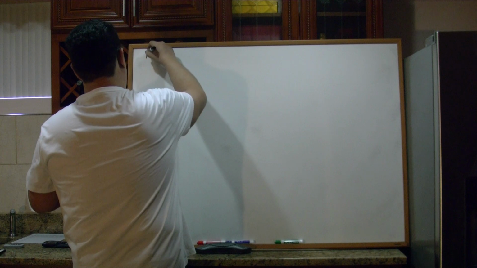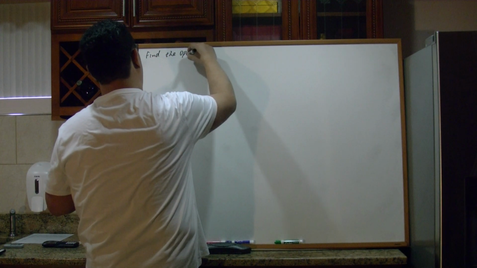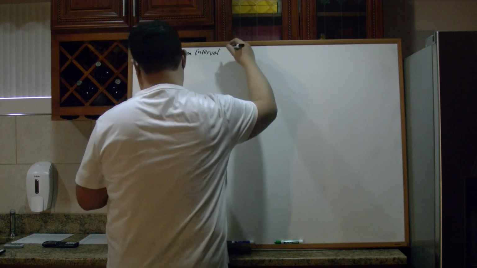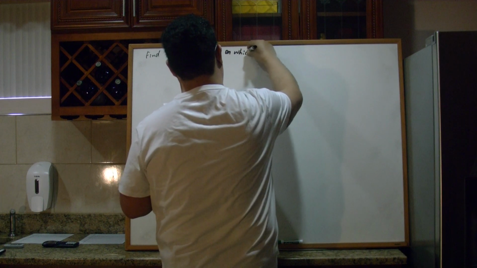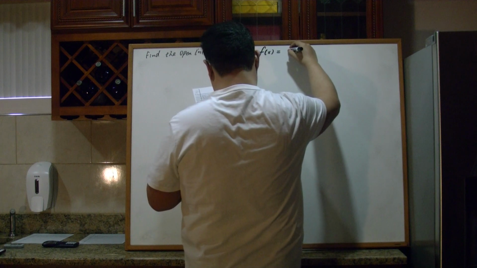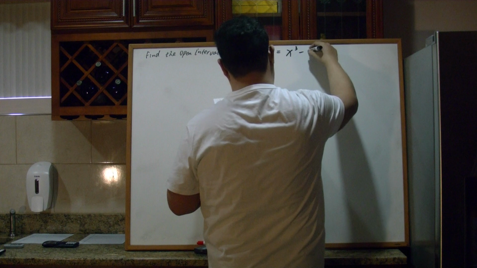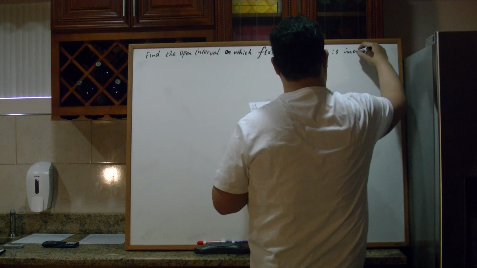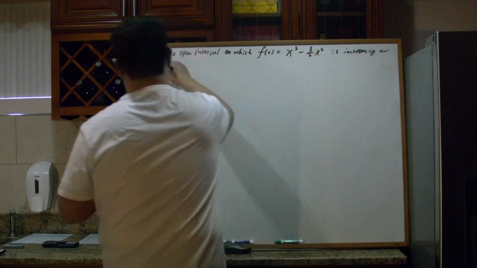Right, find the open interval, always, on which f of x equals x to the third minus 3/2 x squared is increasing or decreasing.